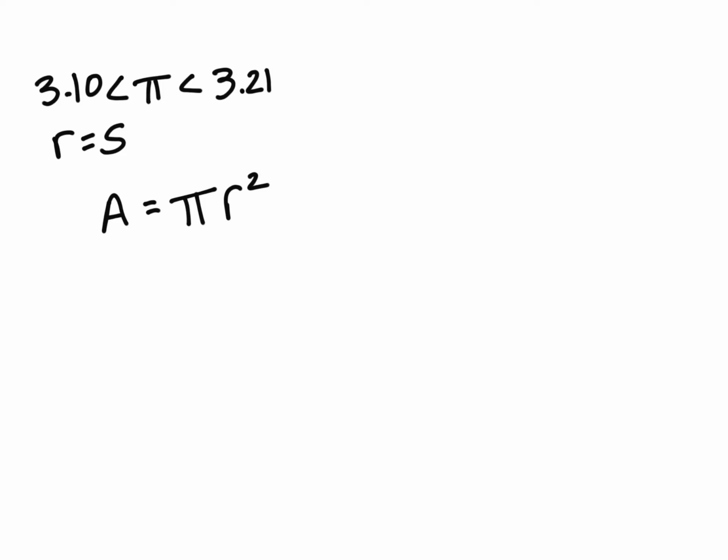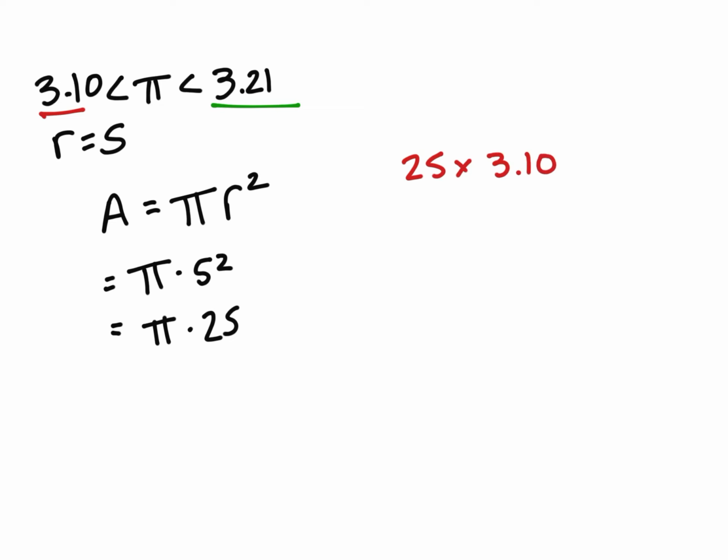So in this problem, with a radius of 5, we want pi times 5 squared, which is pi times 25. But we want to use the under approximation and the over approximation. So for the value that is below our area, we're going to do 25 times 3.10. And for our value that is above our approximation, we're going to take 25 and multiply it by 3.21.